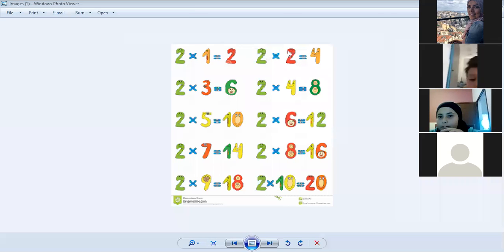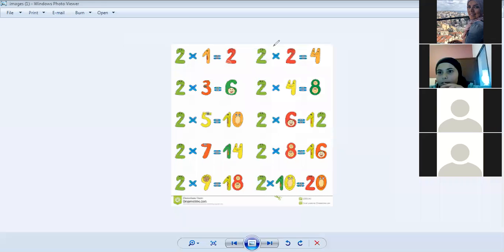I'm going to look at the ones digit of every number. So here, what do I have? 2, 4, 6, 8, 10, just the ones digit: 0. Again, 2, 4, 6, 8, and 12 and 20: 0. So what did you notice? The ones digits are 2, 4, 6, 8, and 0.